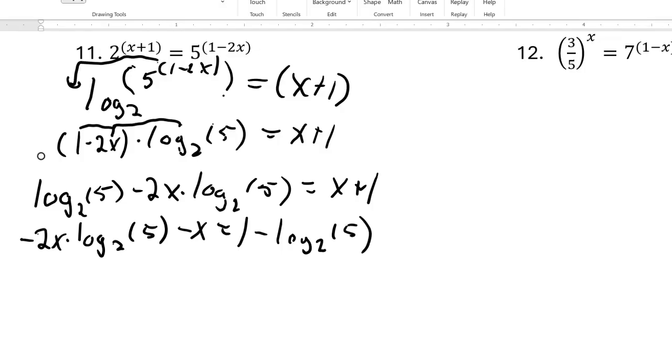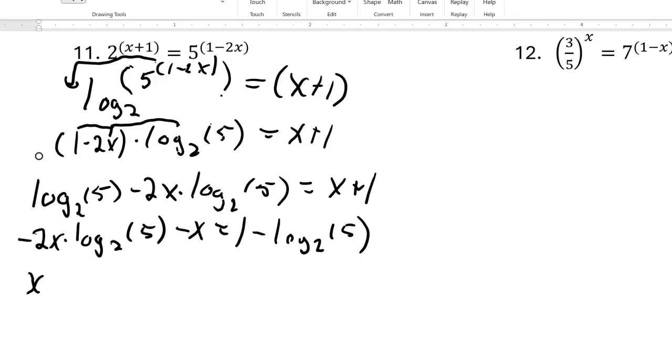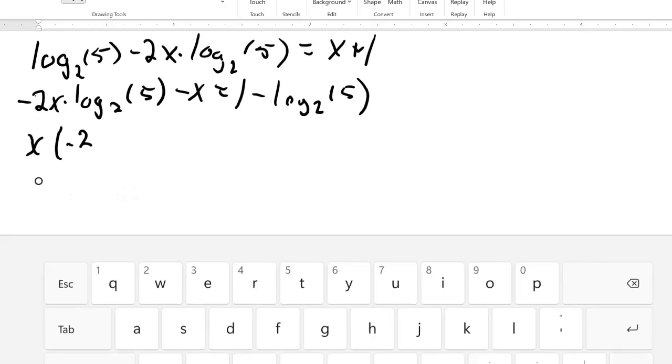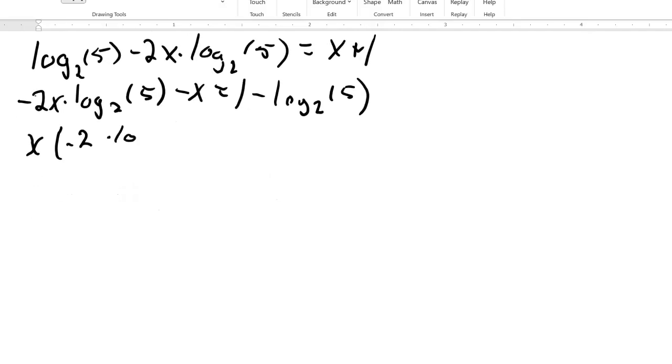Now, if you take a look, both terms on the left-hand side have an x in them. So if I factor out an x from both, I'm going to be left with minus 2, get rid of the x, don't need to write that in, times log base 2 of 5. Then there's the minus 1 from the x above it. Nothing changed on the right-hand side. Sorry, the pen's not looking too nice today.